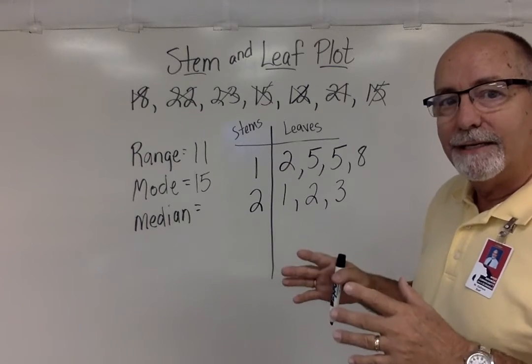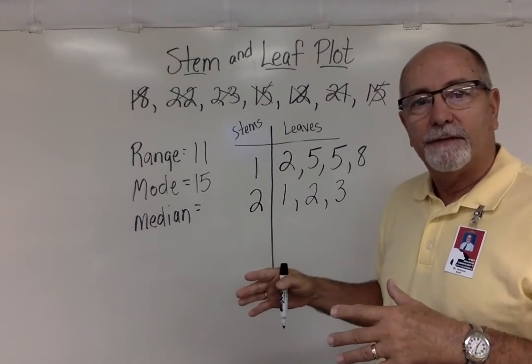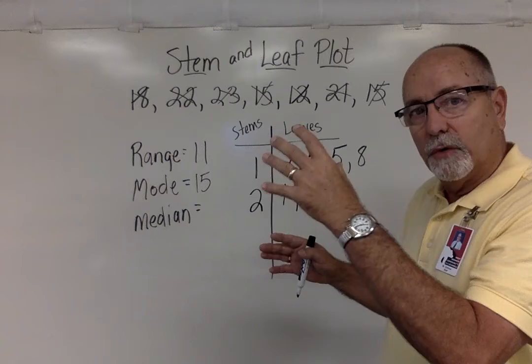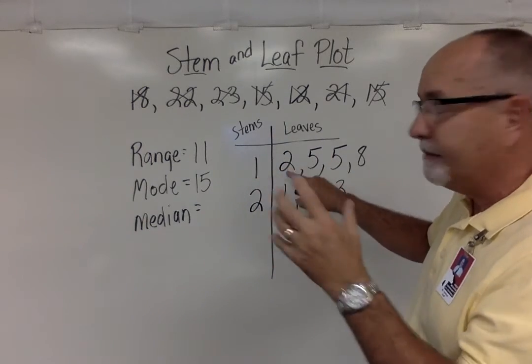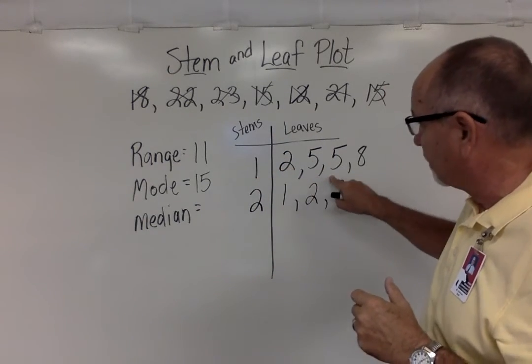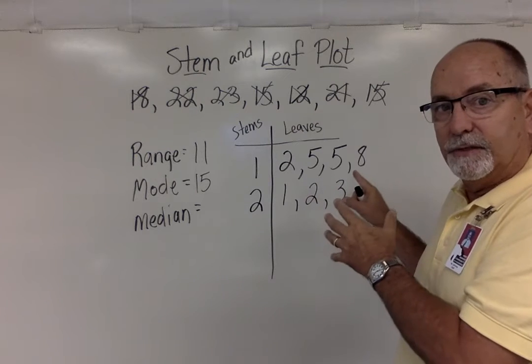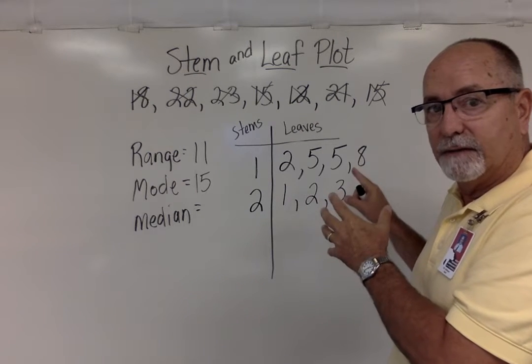So when it's an odd number, you're going to have a 0.5. Well, what's that whole number? You want to count that many leaves. So in this case, 3.5, I count 3 leaves. 1, 2, 3. And that next leaf is my median because it's 0.5.